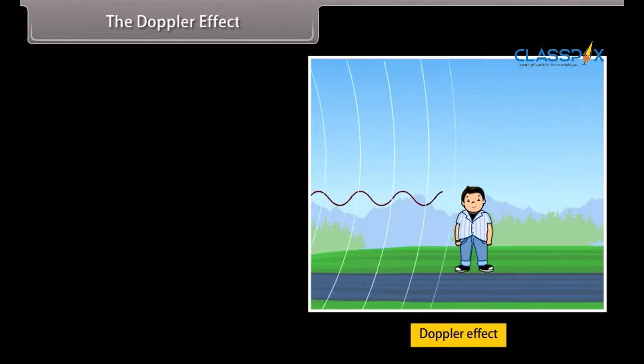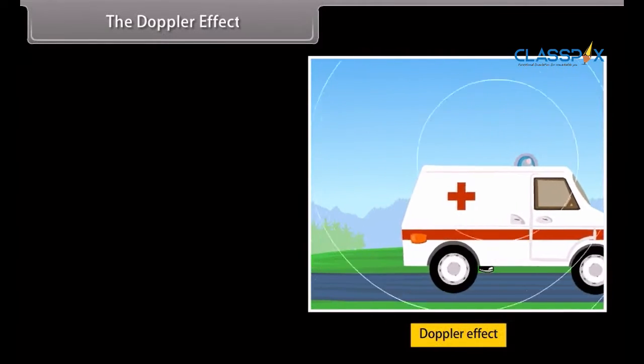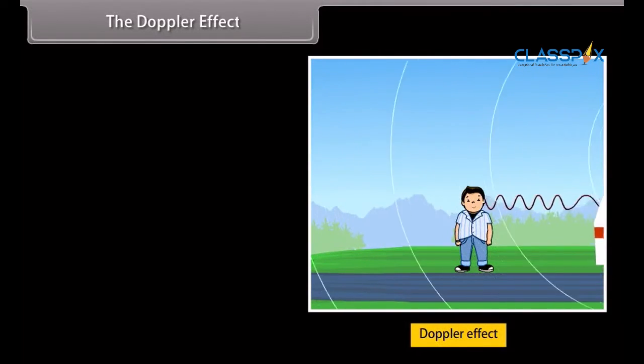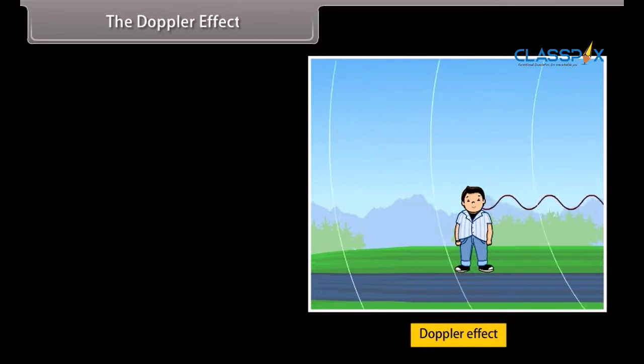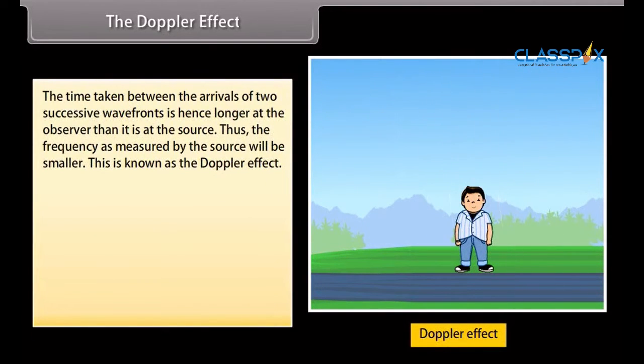The Doppler effect. Consider a medium where the source moves away from the observer. Then later wavefronts have to travel a greater distance to reach the observer. The time taken between the arrivals of two successive wavefronts is hence longer at the observer than at the source. Thus, the frequency as measured by the observer will be smaller. This is known as the Doppler effect.